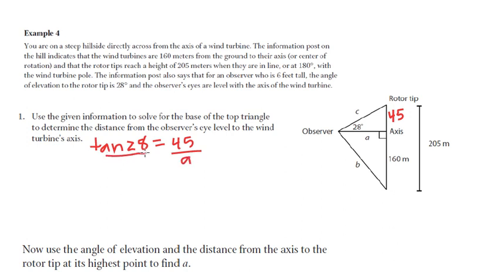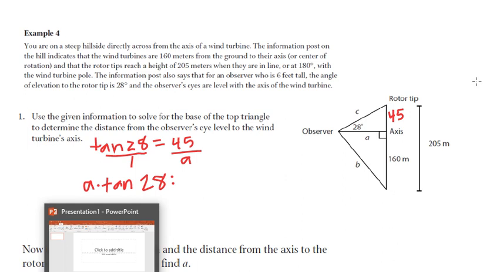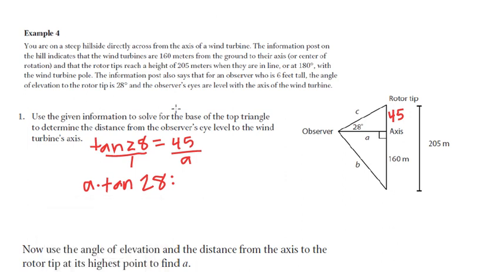So when I go to solve here, I cross multiply, and I get that A multiplied by the tangent of 28 is going to be equal to 45. So again, to solve here, we need to divide by the tangent of 28.